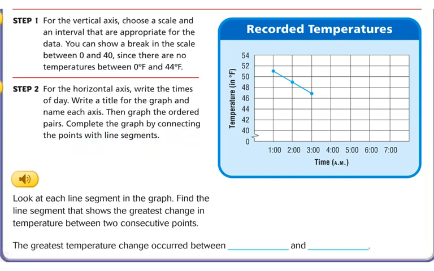So what I'm going to do is go to 4 o'clock, and I'm going to graph that point at 44 degrees. I'm going to go to 5 o'clock, and then go up to 45 degrees, so it's like in the middle. I'm going to plot that there. Now I'm going to go to 6 o'clock, and I'm going to go to 44 again, and plot there. And then I'm going to go to 7 o'clock, and go up to 46 and plot there. Now that I've plotted my points, I'm going to connect them.